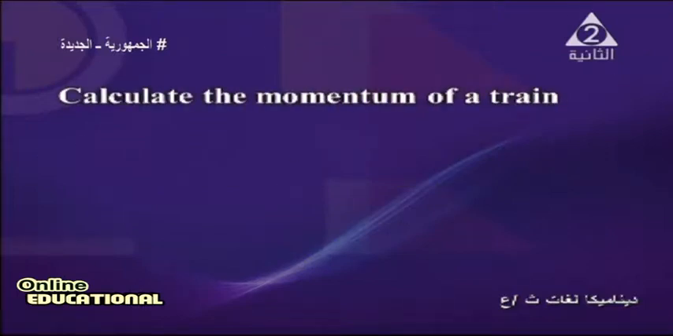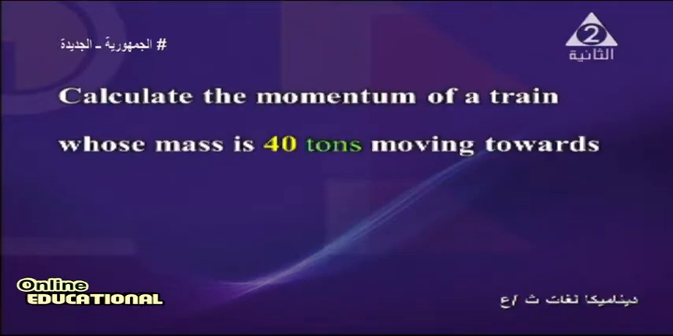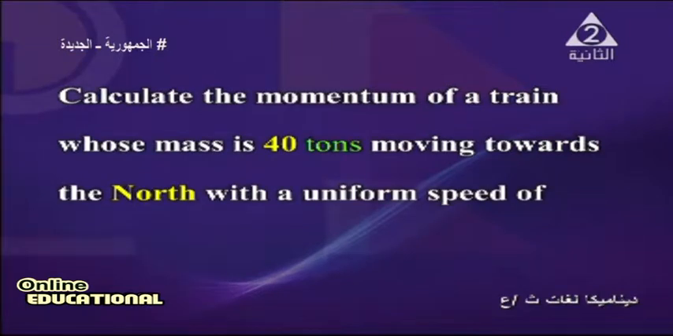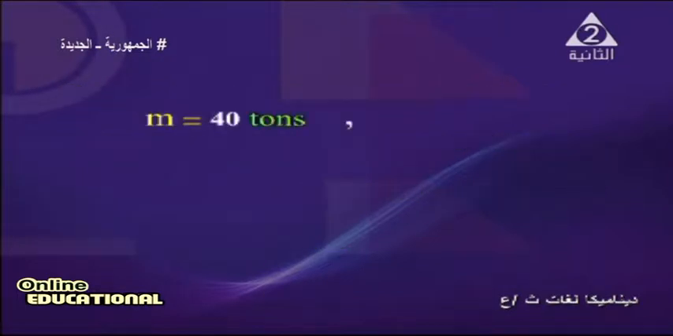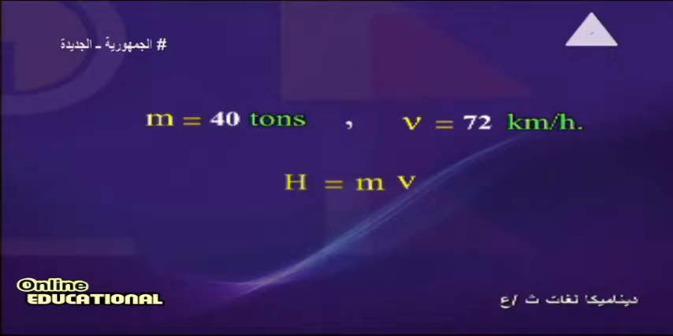Calculate the momentum of a train whose mass is 40 tons moving towards the north with a uniform speed of magnitude 72 kilometers per hour. We have the mass equal 40 tons and the velocity equals 72 kilometers per hour. And we know that h equals mv.